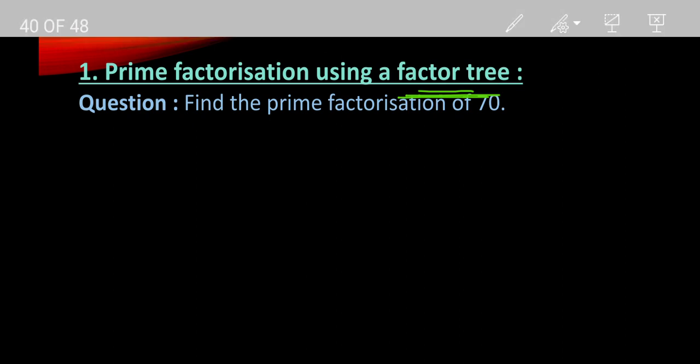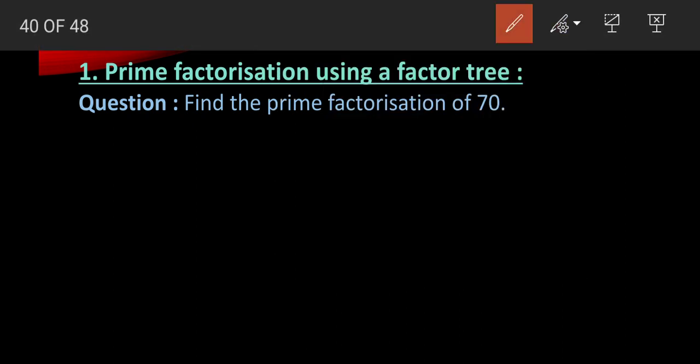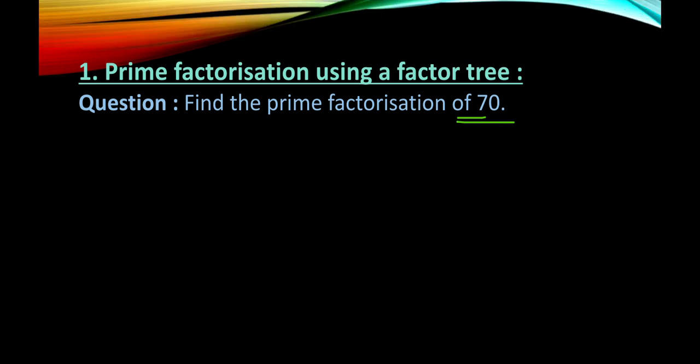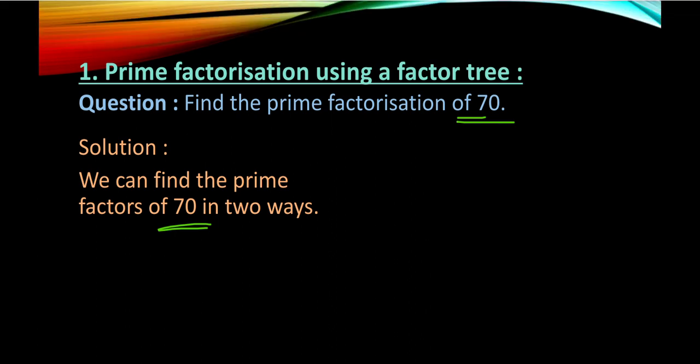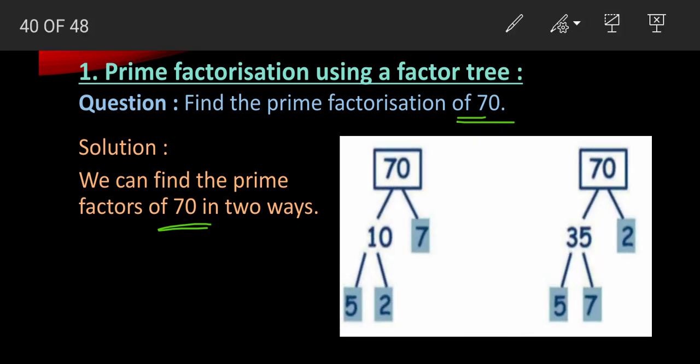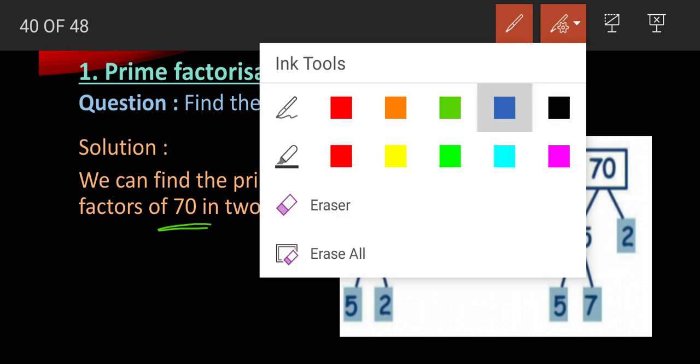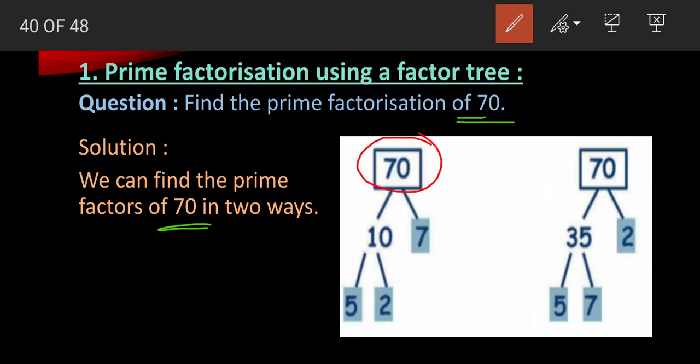So here is the question. We have to find the prime factorization of 70 by the factor tree method. The solution is, we can find the prime factors of 70 in two ways. Here we have to find the prime factorization of 70 by factor tree. As it looks like a tree, this type of factorization is known as the factor tree method.